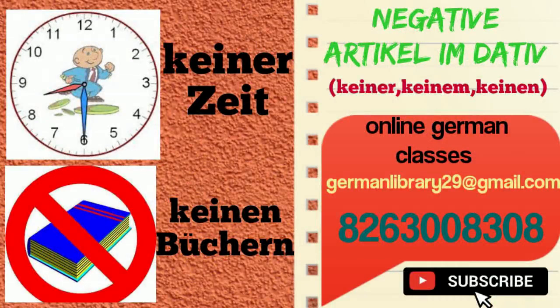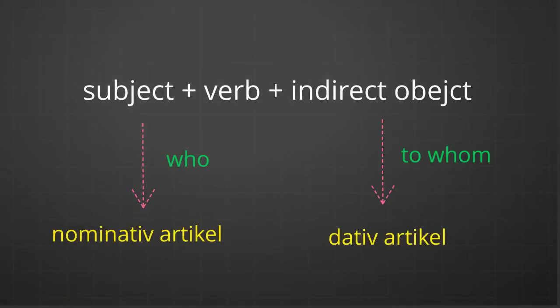In this video, we will be learning negative article in dative case. Sometimes we do have an indirect object in the sentence. If we have an indirect object in the sentence, the sentence construction would be: first position, subject, which is always in nominative case. Second position will be the verb in conjugated form. And after that, you can write your indirect object. Now, as we know, indirect objects are always dative.